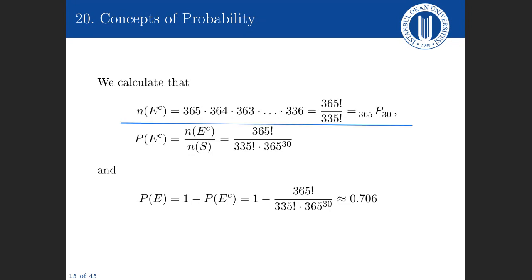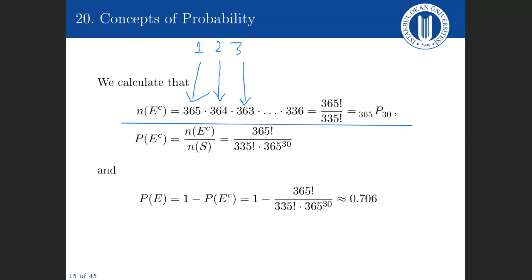How many elements are in E complement? How can we get all 30 students to have different birthdays? The first student could have any one of 365 days for their birthday. For the second student, we want a different birthday, so there are 364 days remaining for the second student to have their birthday on, to be sure that the second student has a different birthday from the first student.